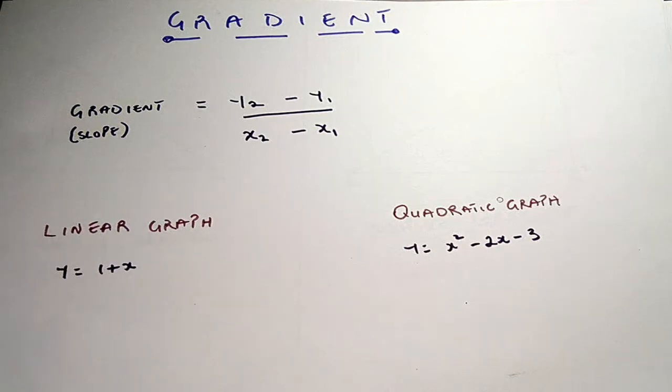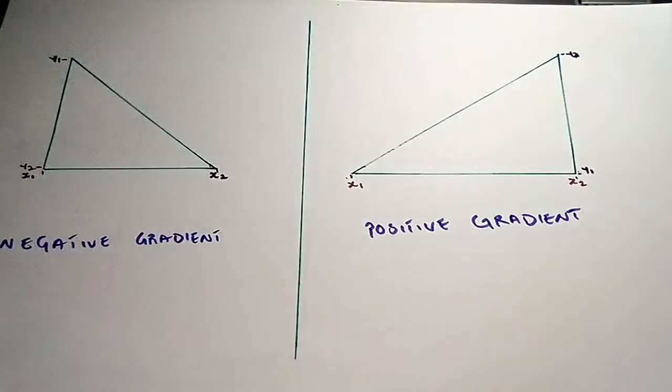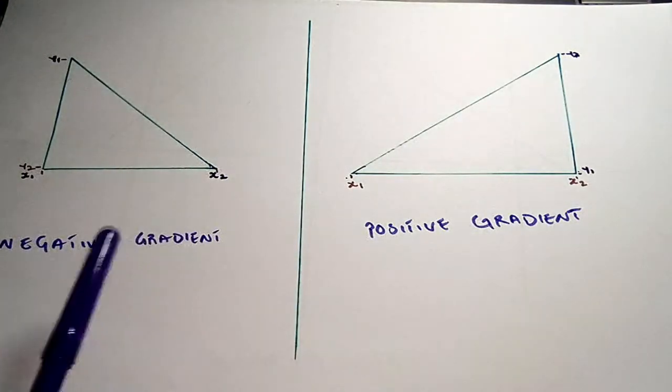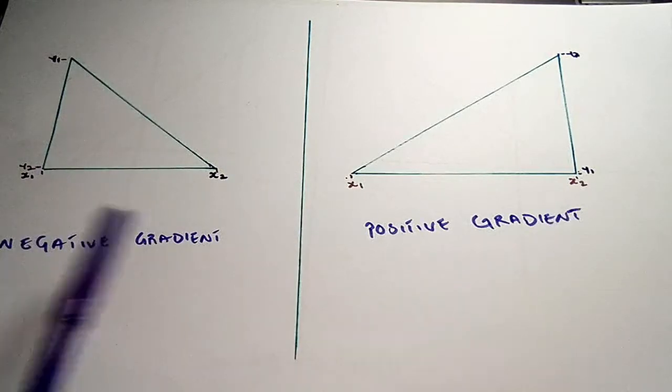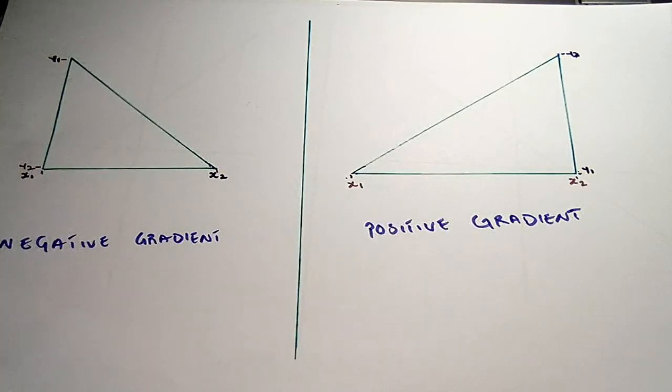Before you can really solve for gradient, there are two important things you need to understand. I brought them out in these formats. We call them the negative gradient and the positive gradient. The negative gradient, as you look at it, is the opposite form of the positive gradient. Now, you can see it in different forms.